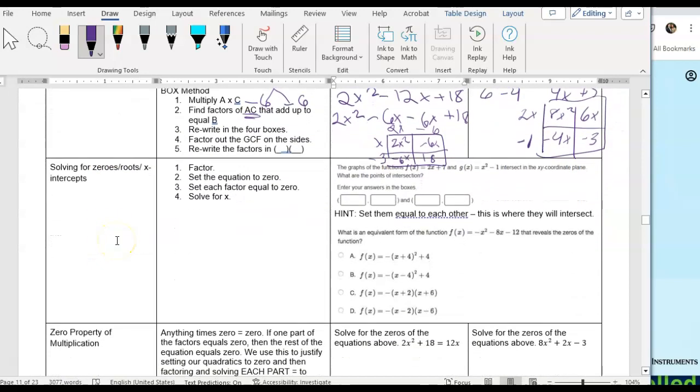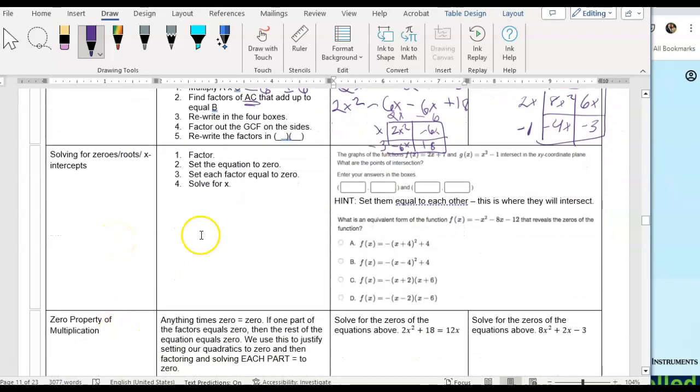All right, solving for the zeros or the roots give us our x-intercepts. So once you factor, then you set them equal to 0, and that helps us to find our zeros or our x-intercepts. So it says the graph of these two equations intersect in the xy coordinate plane. What are the points of intersection? Enter your answers in the boxes. So it's asking us when are these two equal. So I'm going to write them equal to each other.